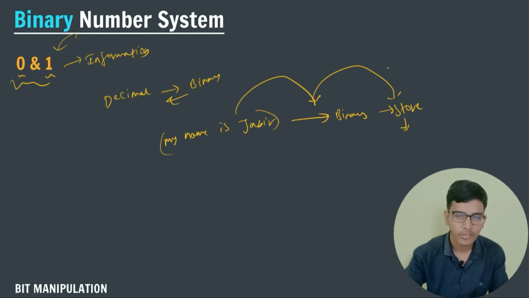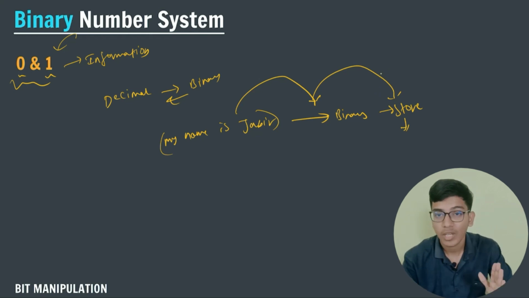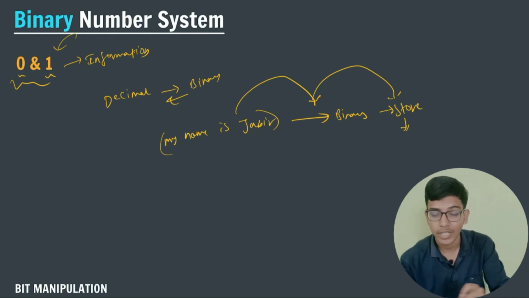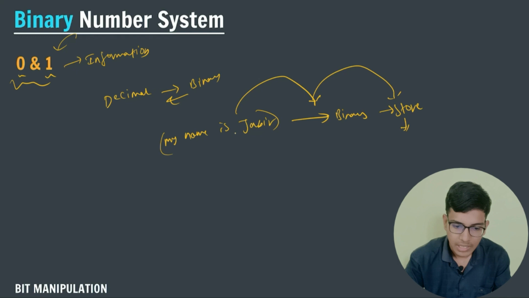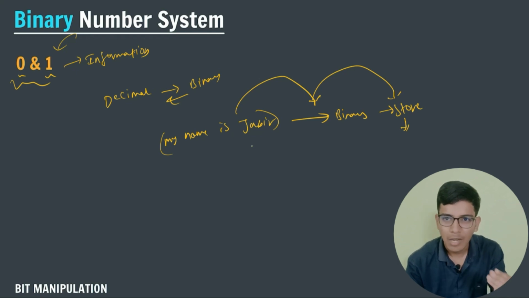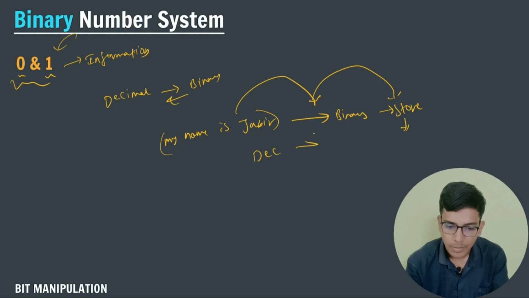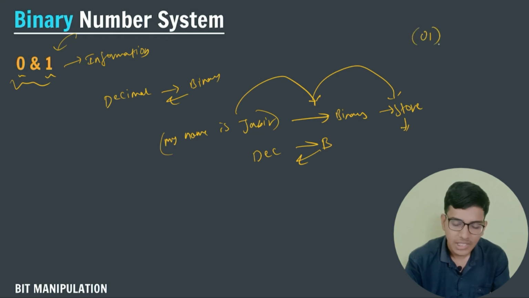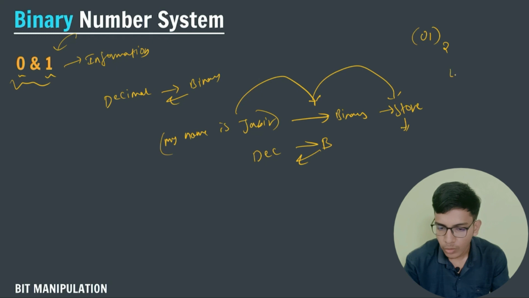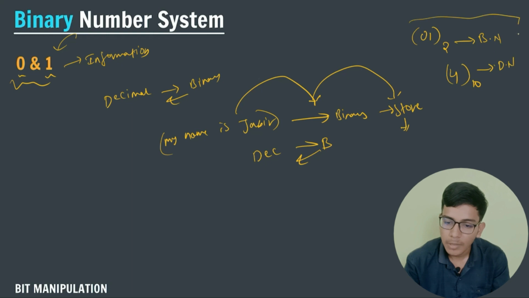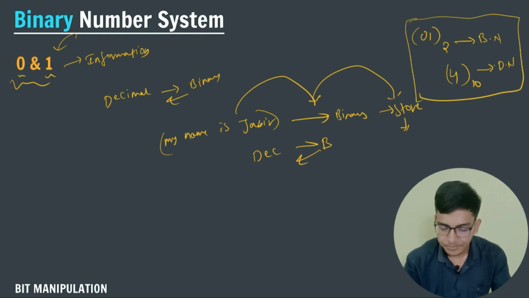In this chapter we are not going to see how each character gets converted into binary numbers. We are just going to see a little basic of how we can convert a decimal number to binary, and a binary number to decimal. So let us consider that 01 is a binary number, so we will represent a binary number like this, and suppose 4 is a decimal number, so we will represent a decimal number like this.